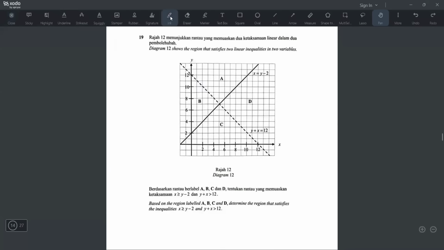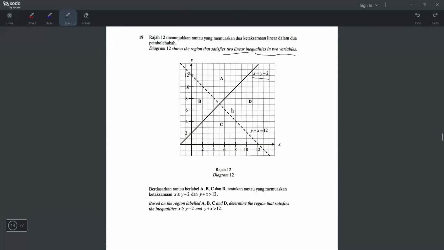19, this one is definitely from form 4 chapter 6, the linear inequalities chapter. Dalam bahasa Melayu, ketaksamaan linear. Okay. Alright, diagram 12 shows the region that satisfies two linear inequalities in two variables. So they give you the equation of this line already, and this line also they give you the equation. Based on the region labeled ABCD, determine the region that satisfies this inequality and this one. Right. Okay, the first one is x bigger equals y minus 2.